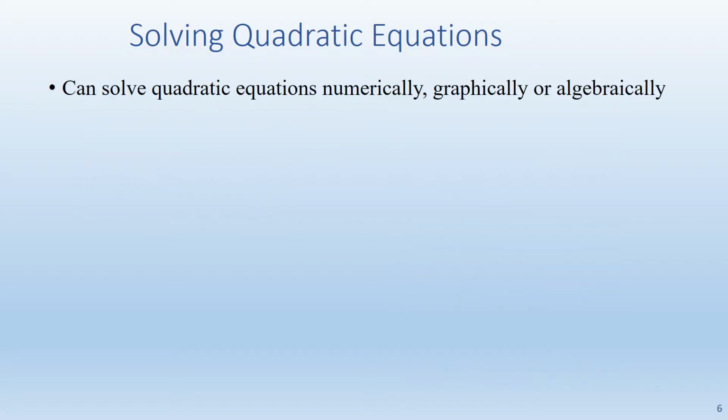We saw that we can solve a quadratic equation in the previous example where the height is equal to 0, either numerically from the table by extending it, or graphically, again by extending the graph, or algebraically. The algebraic technique is the preferred method because it's more accurate.